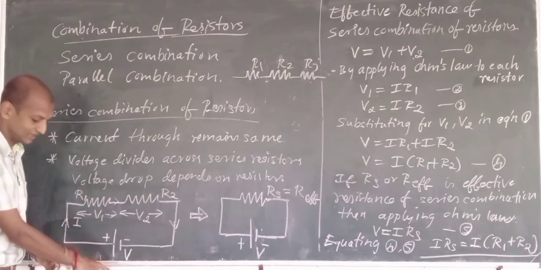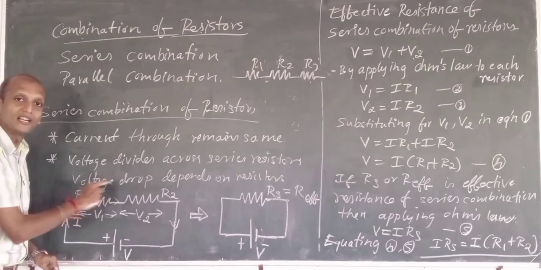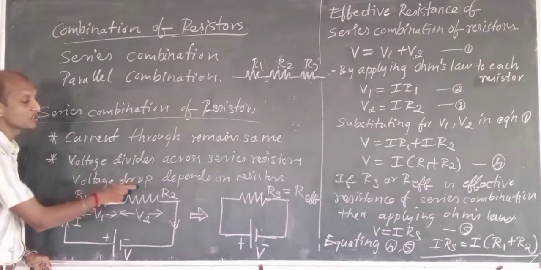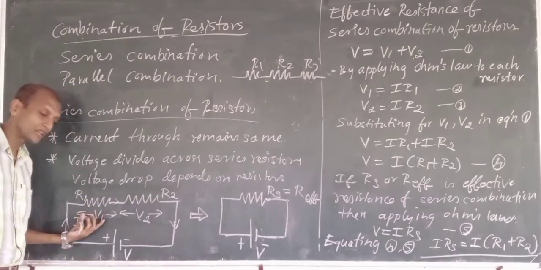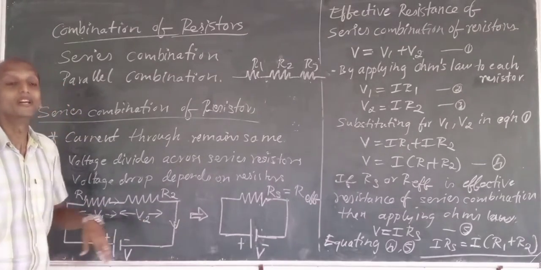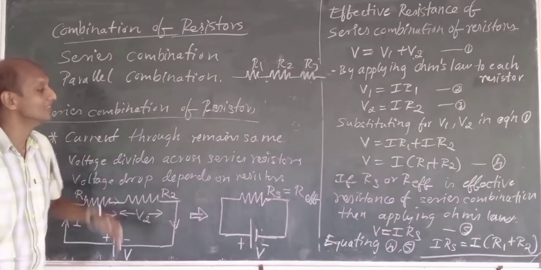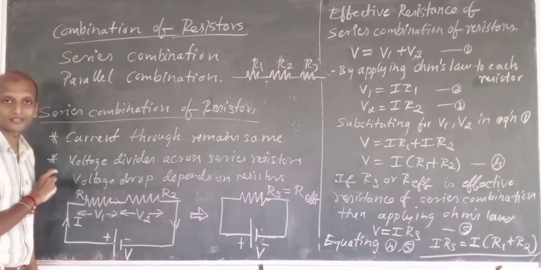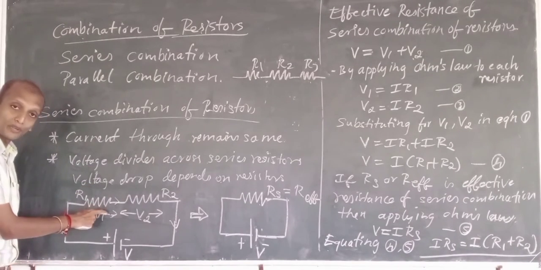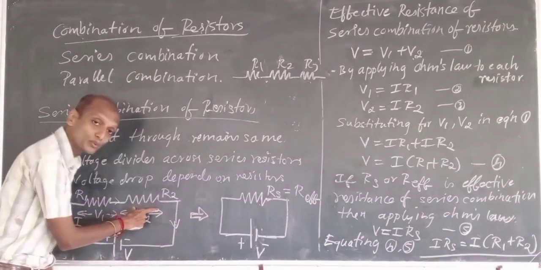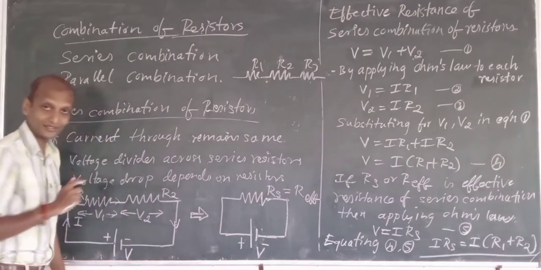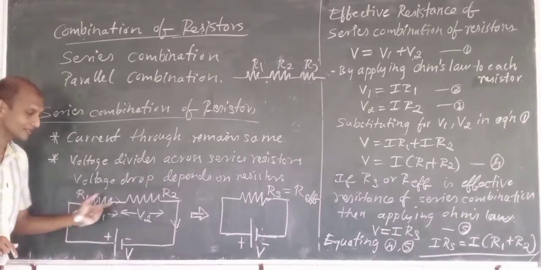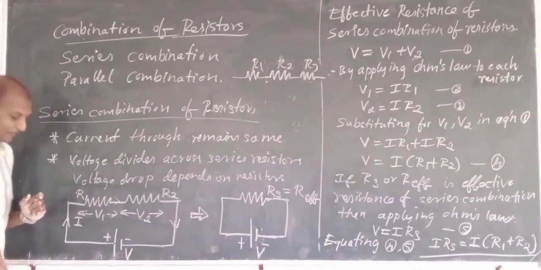Voltage drop means the applied voltage will be divided across the individual resistances. How much voltage will be dropped here? If I have to find that, it depends on the resistance. How much voltage will be dropped here? It depends on this resistance. How much voltage will be dropped here? It depends on this resistance. So depending on the value of the resistances, the voltage will be dropped. Is that okay?